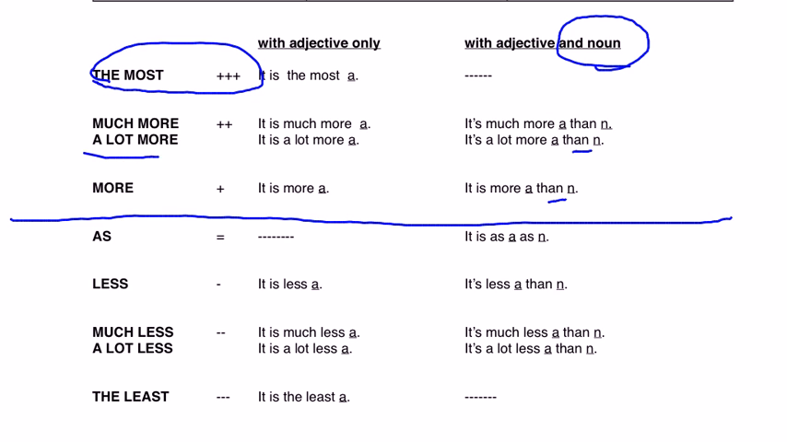Much more and a lot more. Sometimes you find the noun at the end. At that time, than is used. So it is much more difficult. It is much more difficult than that. It is a lot bigger. It's a lot bigger than my house if you have to add the noun.